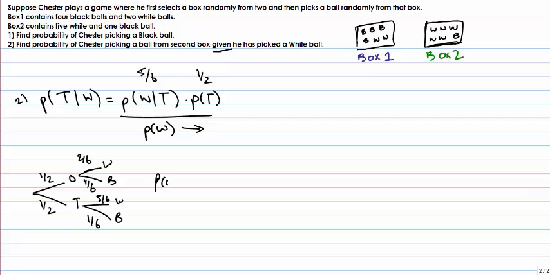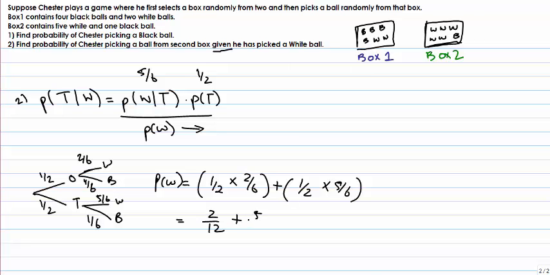To find the probability of white, we're going to repeat the steps. Simply traverse in the first box, the probability of the first box is 1 by 2 multiplied by the probability of the white balls in it, which is 2 by 6, plus selecting the second box multiplied by the probability of white balls in it, which is 5 by 6. We multiply and add, we get 2 by 12 plus 5 by 12, which simply adds up to 7 by 12.